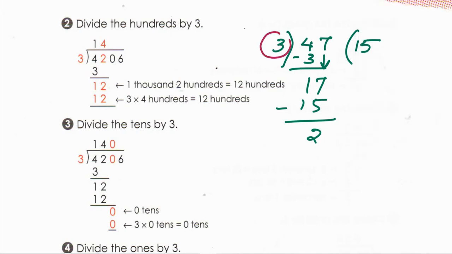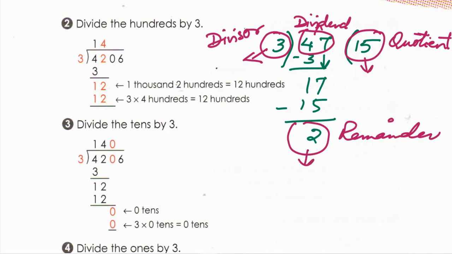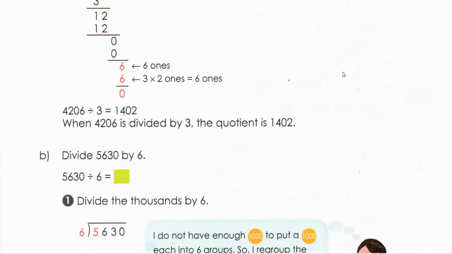Let me explain the terms present in this division. This you call divisor. This you call dividend. This you call quotient. And this you call remainder. Remember this always. So in division, these are the terms you have to know. The number by which you are dividing, you call divisor. The number which is being divided, you call dividend. This you call quotient, and this you call remainder. Remember this. It is very simple.